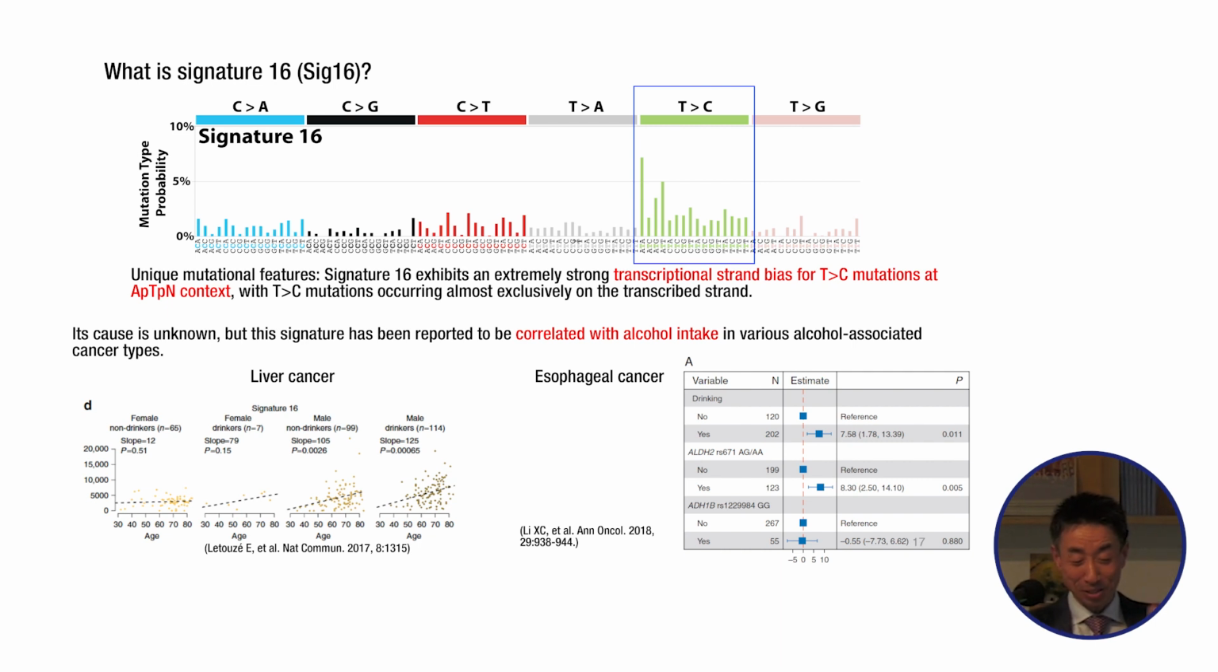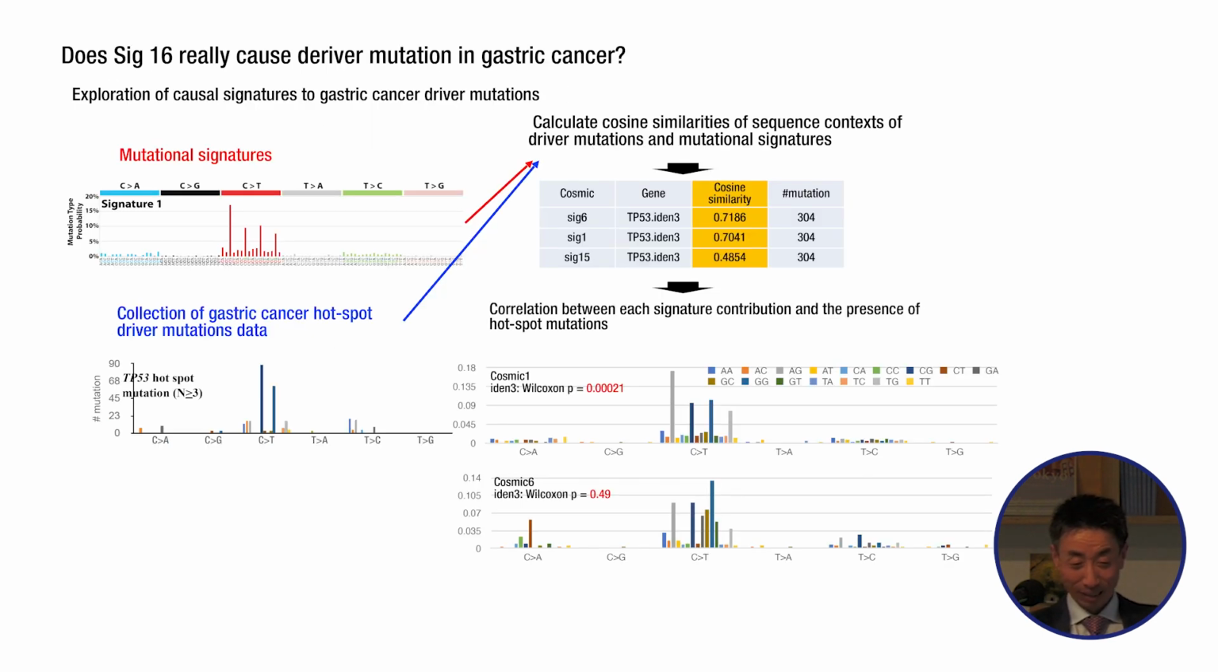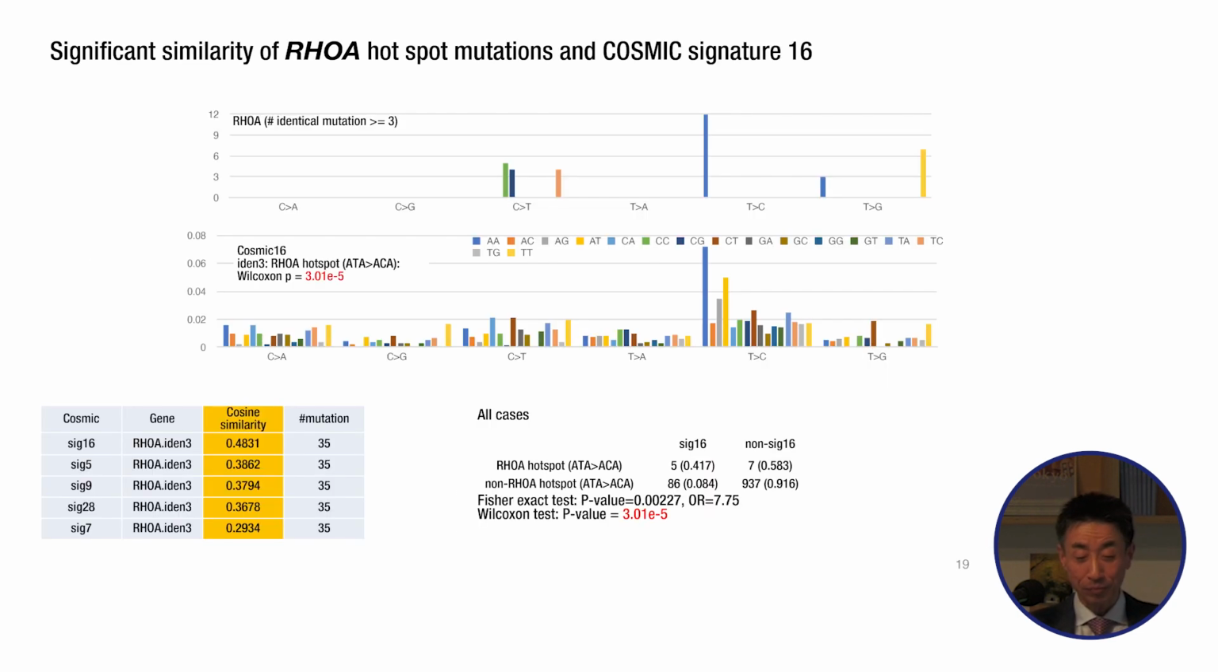And this signature is also associated with liver cancer and esophageal cancers. Next, we would like to know whether this signature rarely causes driver mutations in gastric cancer. So we compared the pattern of the mutation signature and the pattern of somatic mutations of specific driver genes. And then we found that this signature 16 is very highly similar to the low-A driver mutations.